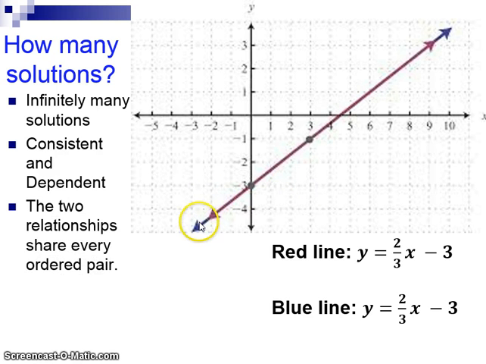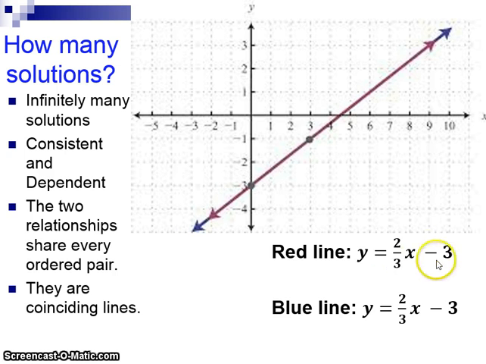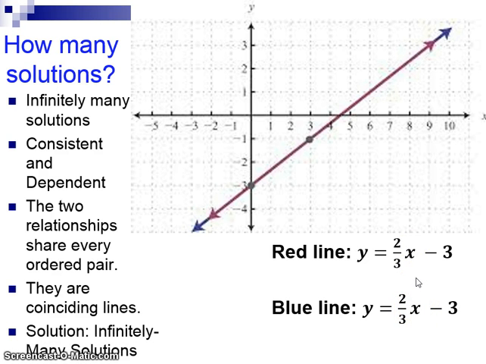It's because the two relationships share every single ordered pair on their lines. And you can see that this is because they're coinciding. Look at their equations. Their equations are exactly the same. So everything that makes the first one true is going to make the second one true because they're the same exact equation. The solution? Infinitely many solutions. Every ordered pair on this line will make both of them true. So 3, -1 will make them true, 4.5, 0 will make them true, 6, 1 will make them true, and so on.